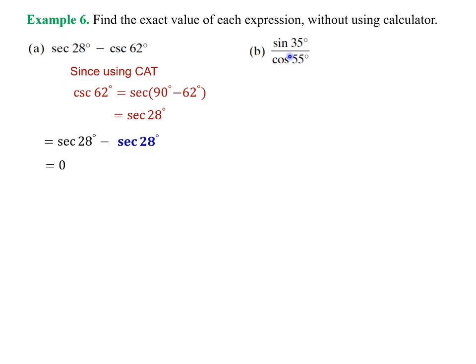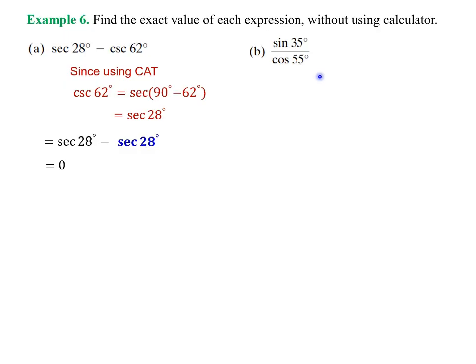For letter B, sine 35 degrees divided by cosine 55 degrees. You remember sine and cosine are together in the Pythagorean identities. But if you remember, in the Pythagorean identities all of the terms are squared, but these two are not squared. And there's another relationship between sine and cosine. They are cofunctions, right? Sine, cosine, cosine, sine. So let's select one of these to use the CAT.